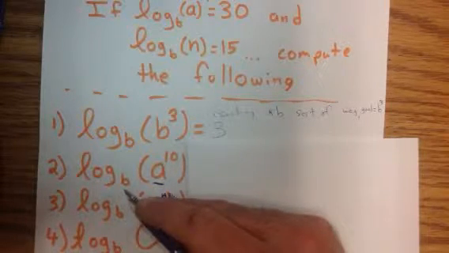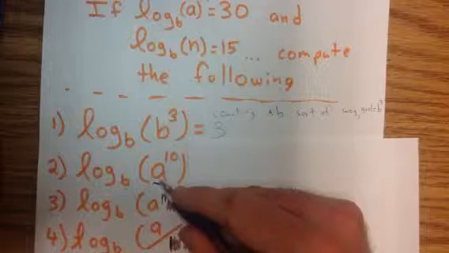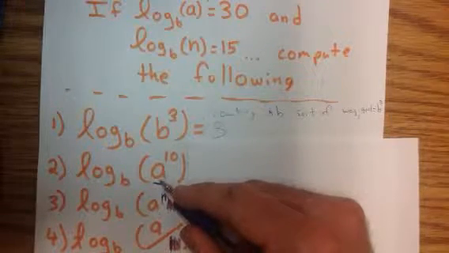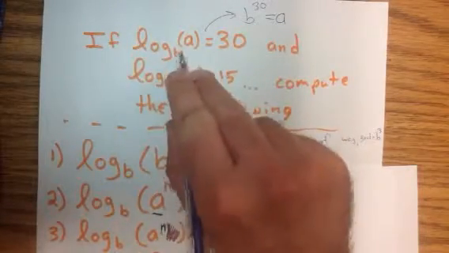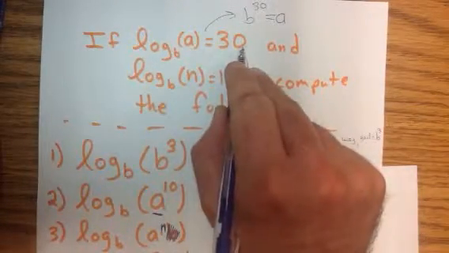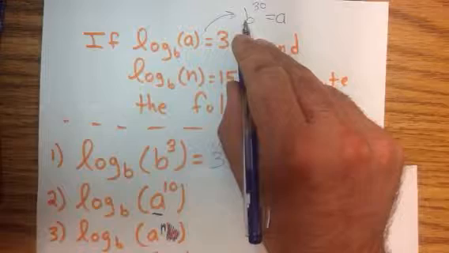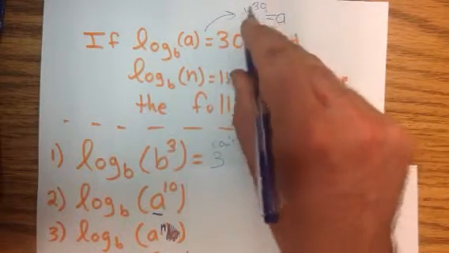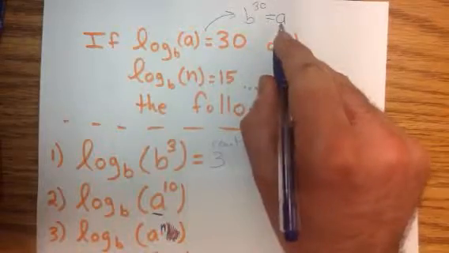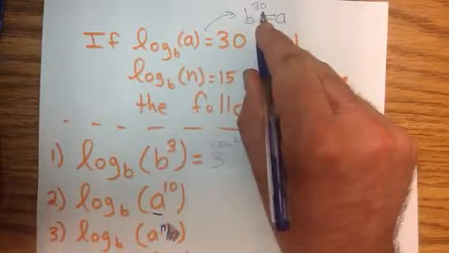For the next one, we need to know something about a. Otherwise, this problem is impossible. Fortunately, at the beginning, we're told that log base b of a is 30. That means we're counting in a b sort of way. The goal is a. It takes us 30 steps to get there. So we know a is b to the 30th.